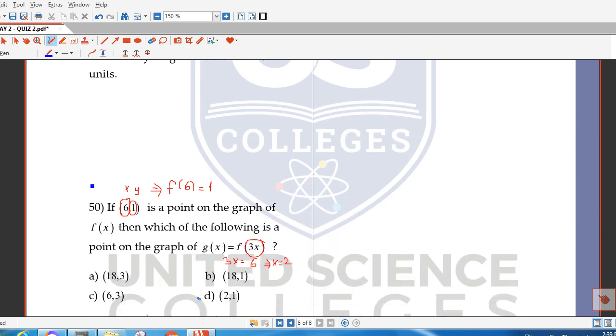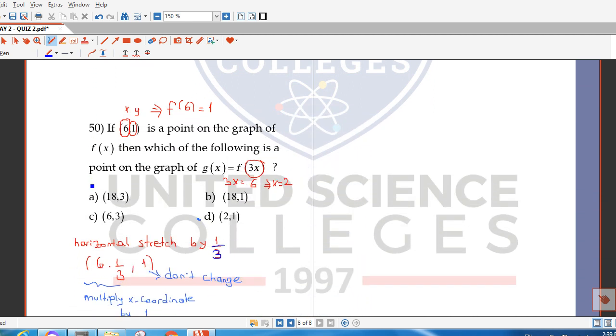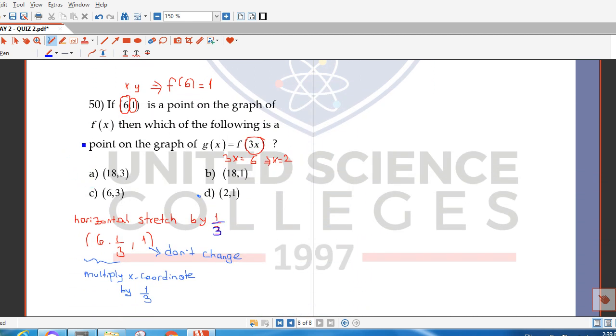The last question is, there is a point (6, 1) on the graph of f. Which of the following is a point on the graph of g equal to f of 3x? Whenever you see a number in front of x, the given y coordinate is not changing. You are going to equalize the given x coordinate to 3x, so the operation is going to give 2, so the new point is (2, 1).